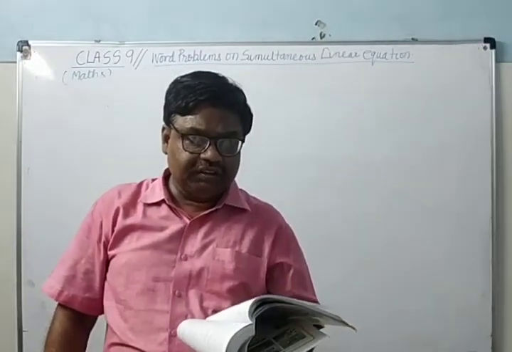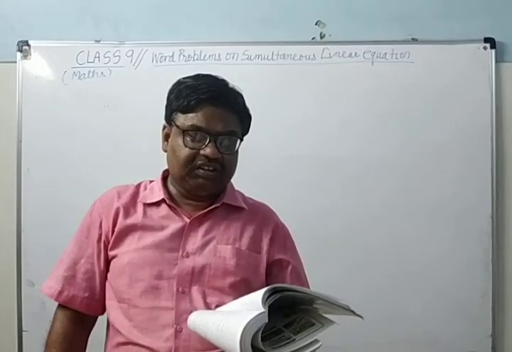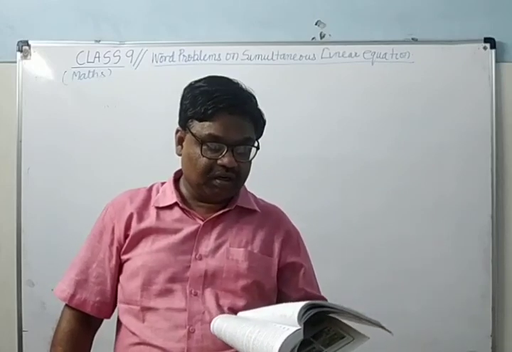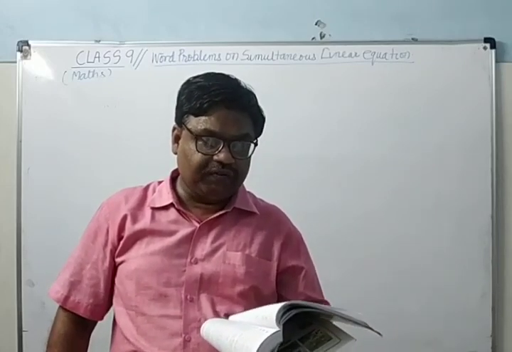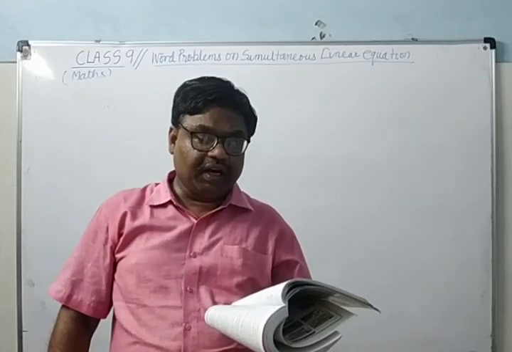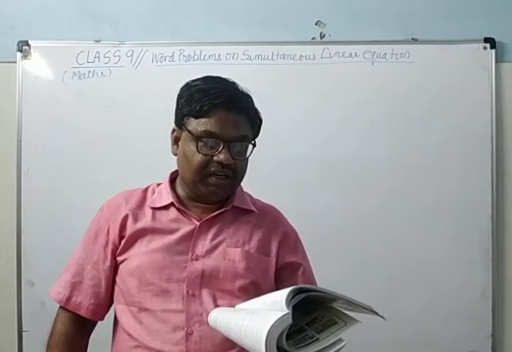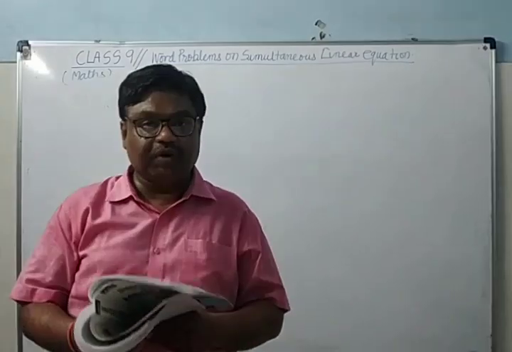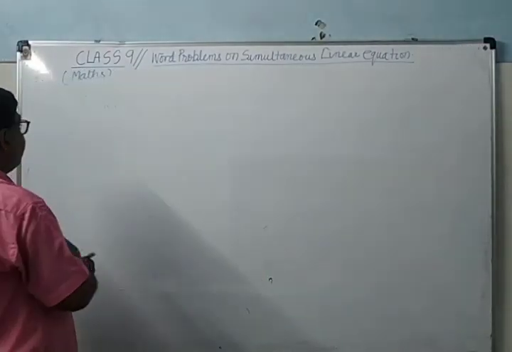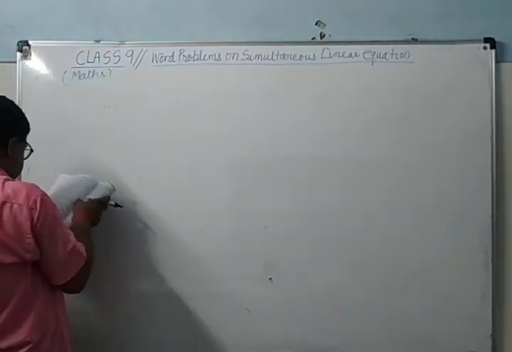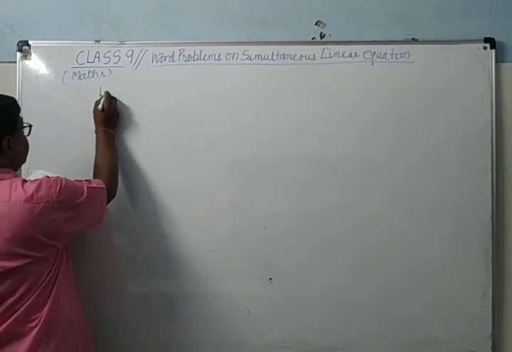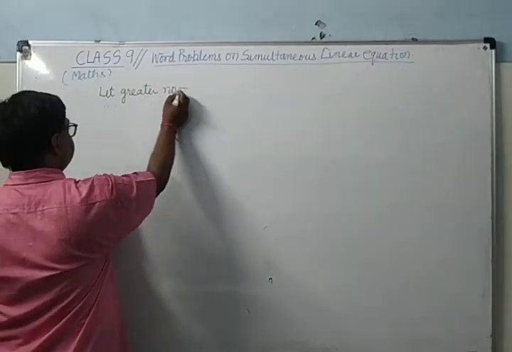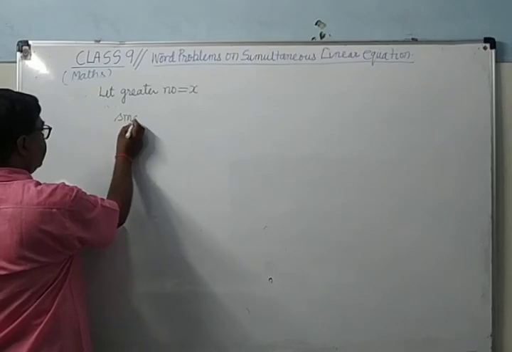If from twice the greater of two numbers 16 is subtracted, the result is half the other number. If from half the greater number 1 is subtracted, the result is still half the other number. What are the numbers? So you assume, let the numbers are X and Y. Or you write down, let greater number equals X, smaller number equals Y.